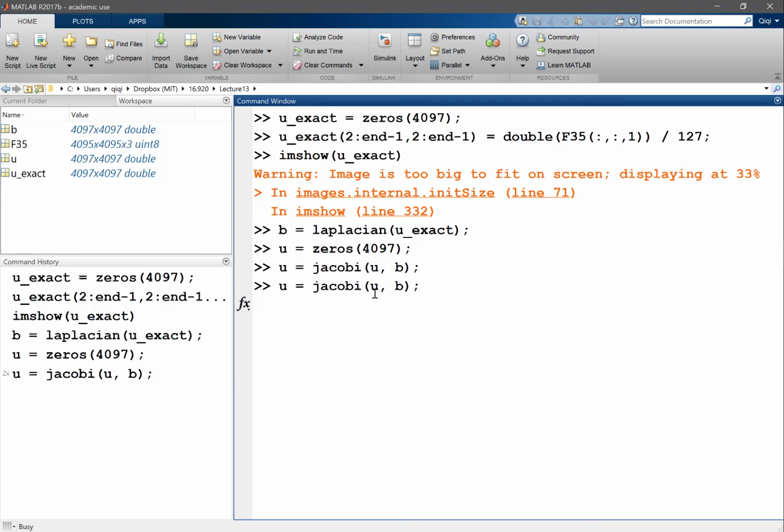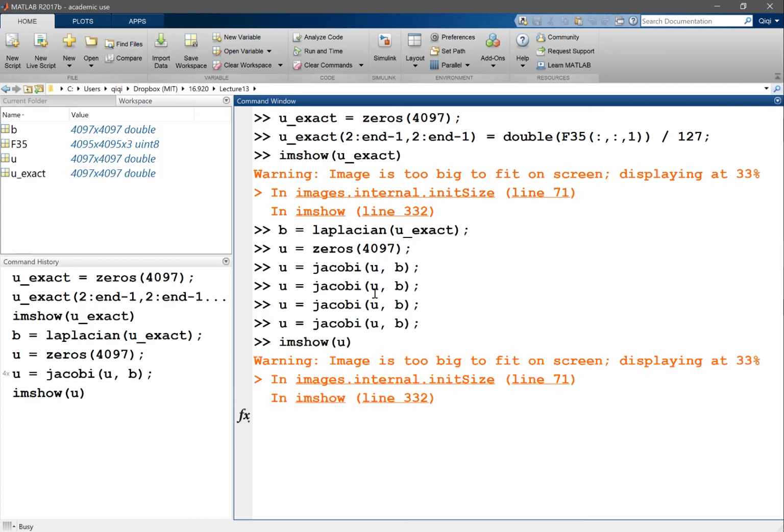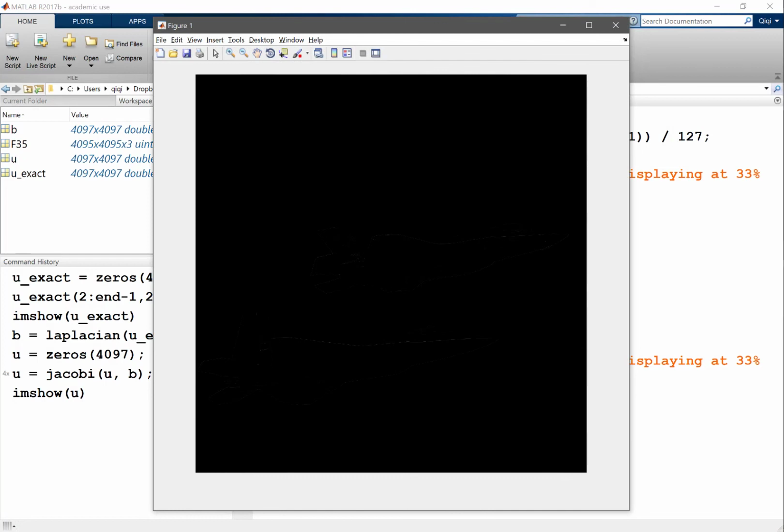We can do this again, and you can see each one takes non-negligible time to complete, because we really have 16 million grid points in this case. If I do this several times and look at what the solution looks like, it's still totally black, right? So basically Jacobi iteration converges too slowly for a grid of this size.